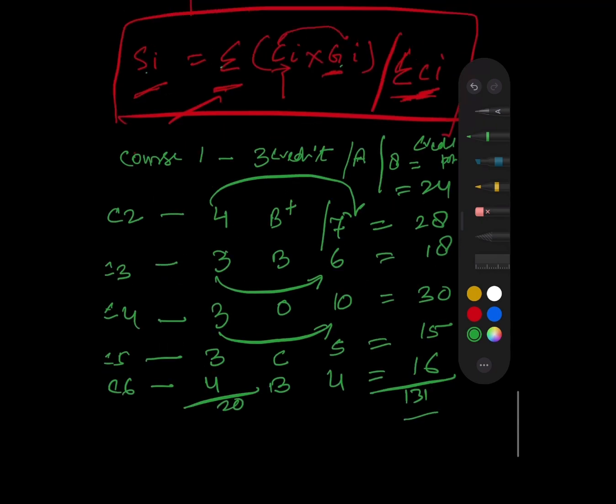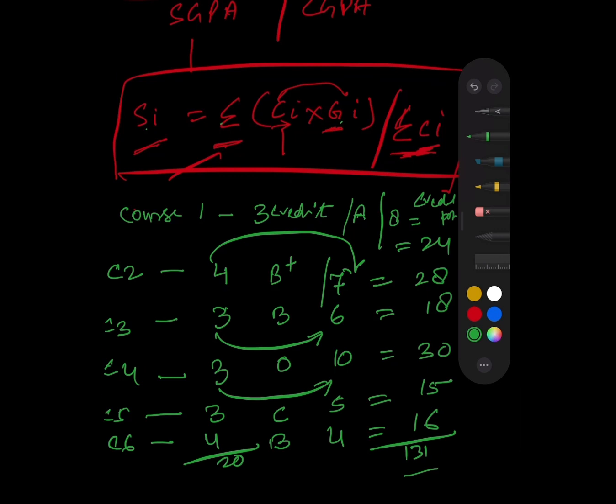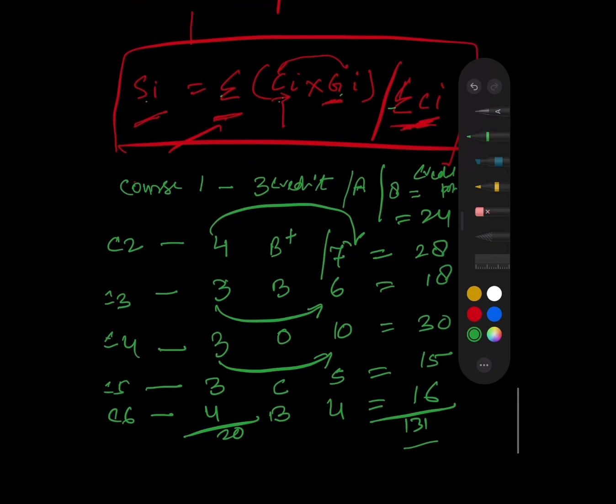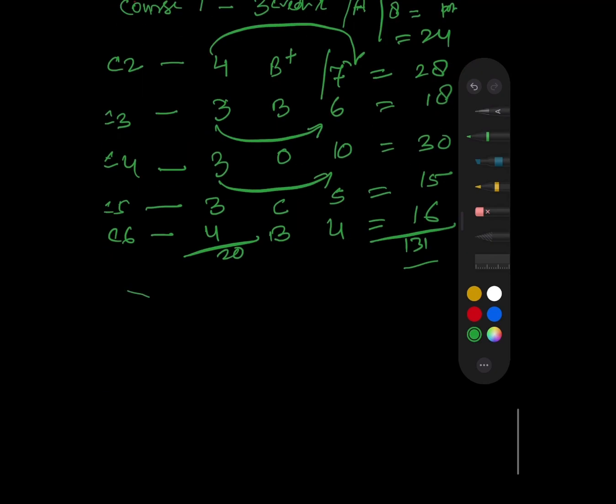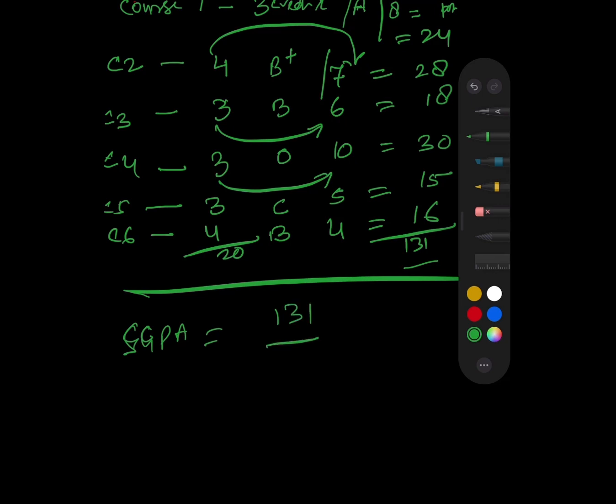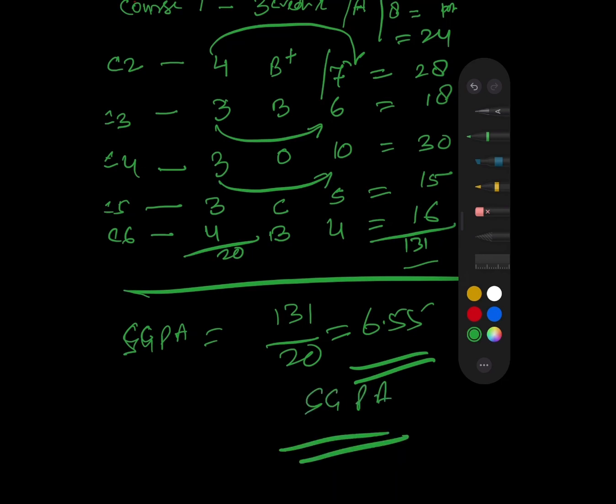What is the formula here? Look at this. Credit of the first course into grade of the first course upon total number of credits. So in order to find out SGPA, SGPA equals 131 upon 20. 131 upon 20 will be 6.55. This will be your SGPA. You will calculate SGPA like this.